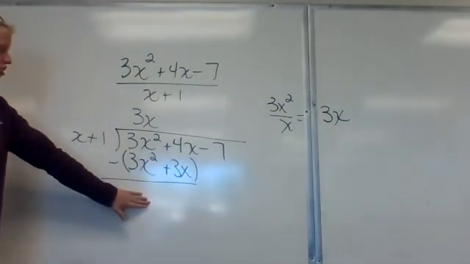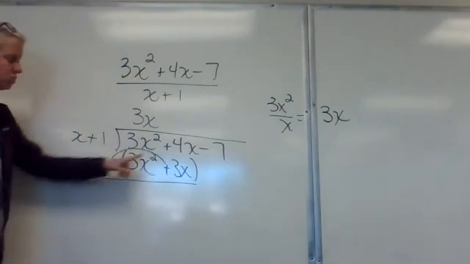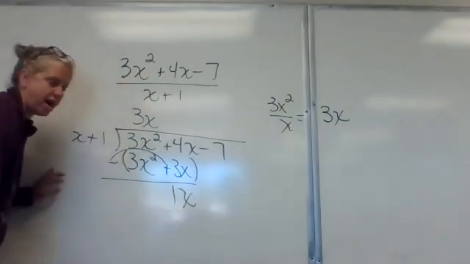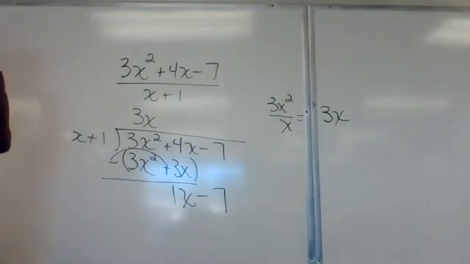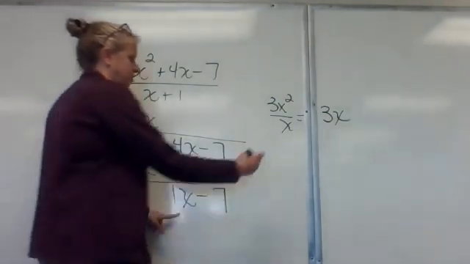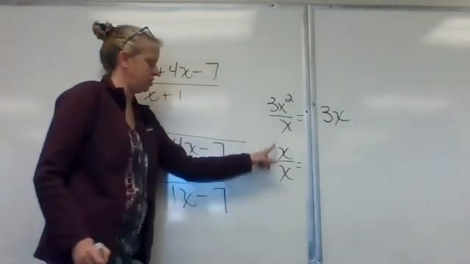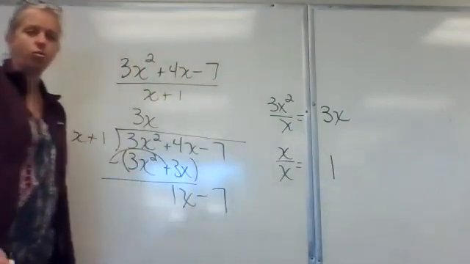3x squared minus 3x squared is nothing. This turns this into minus, right? So I have 4x minus 3x, which is just leaving me with 1x. Bring down the minus 7 and start all over. So let's see. I put this first term over this first term. What is that going to leave you? What is x over x? It is positive 1.